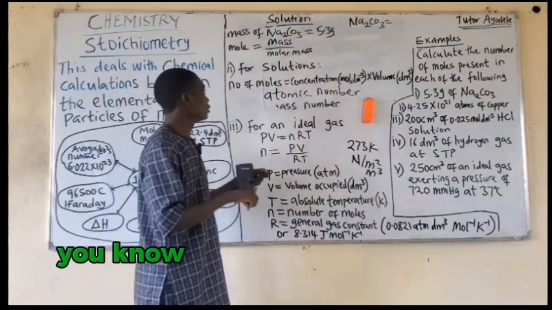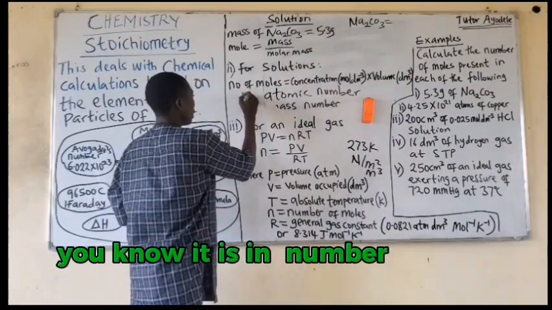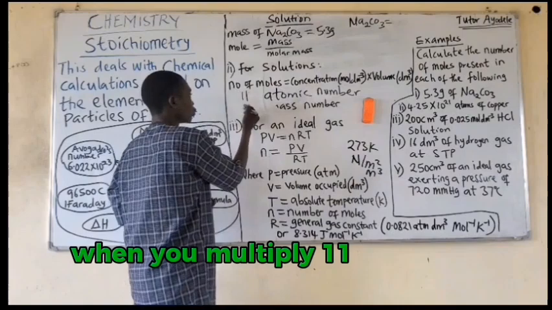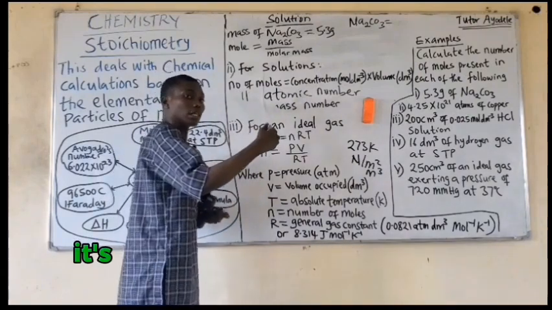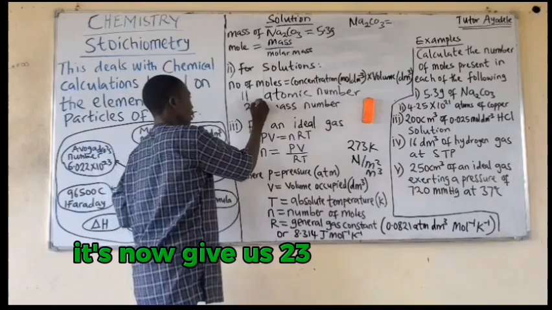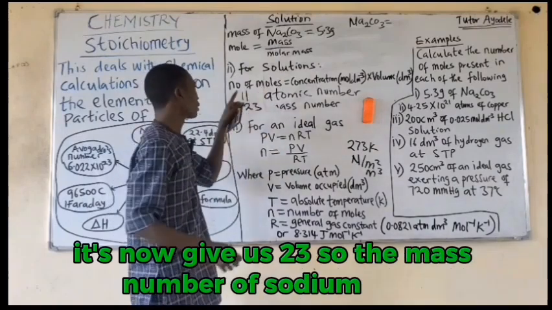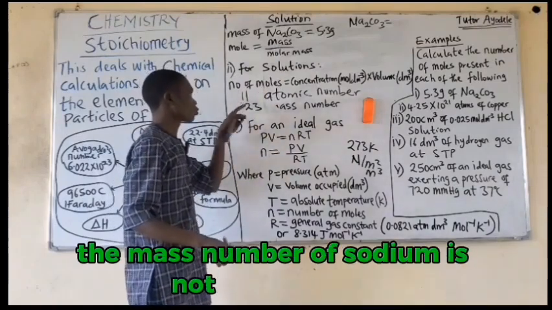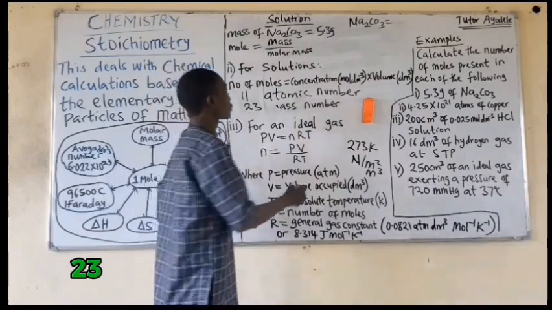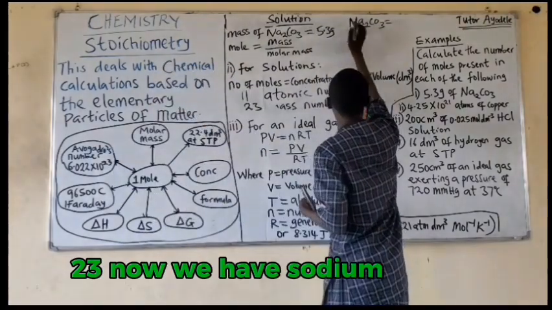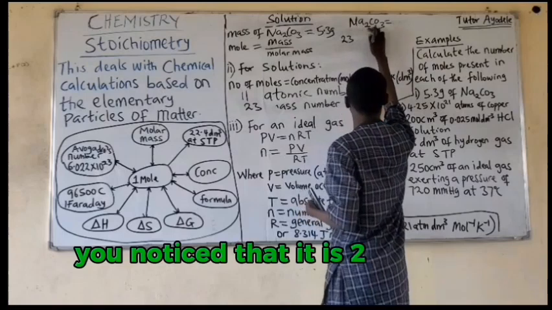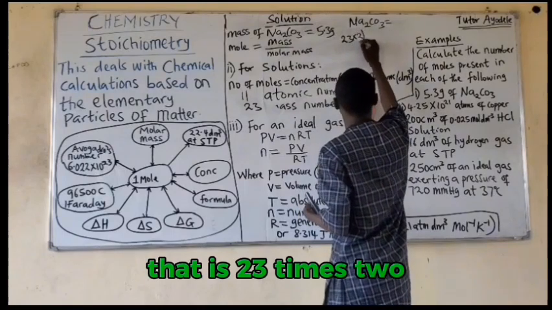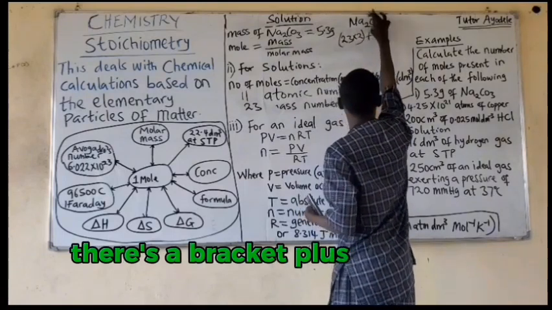Sodium is the number 11. When you multiply 11 by 2, it will be 22. But instead of the mass number being 22, it gives us 23. So the mass number of sodium is not 22, it is 23. Now, we have sodium 23, but you will notice that there are 2 sodium atoms here. That is 23 times 2, close the bracket, plus carbon, which is just 1.